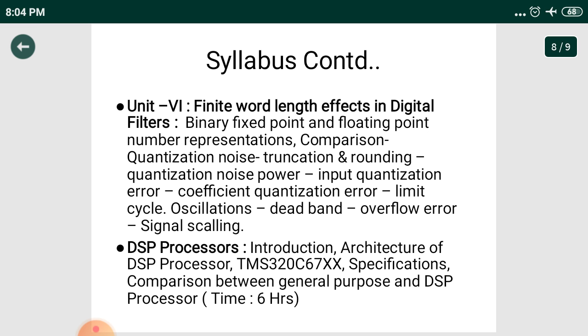So we have seen the total syllabus of digital signal processing. This subject has the code ETC 304, and the total theory paper will be of 80 marks for this subject.